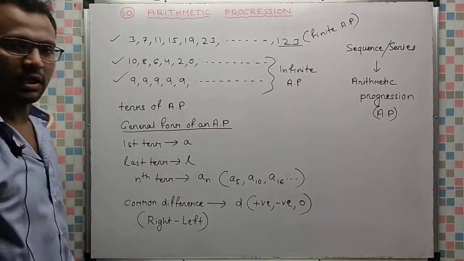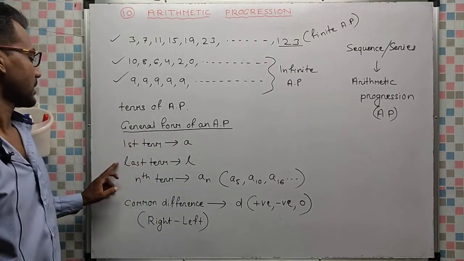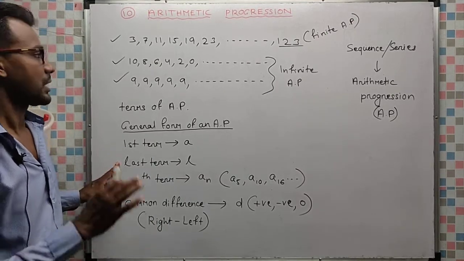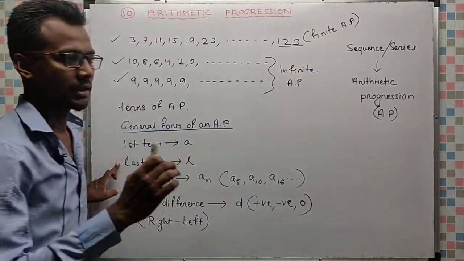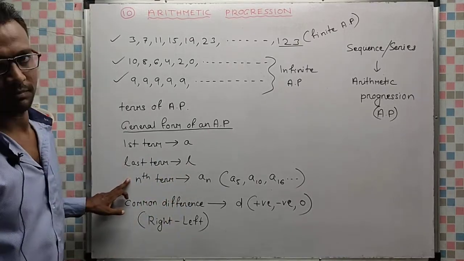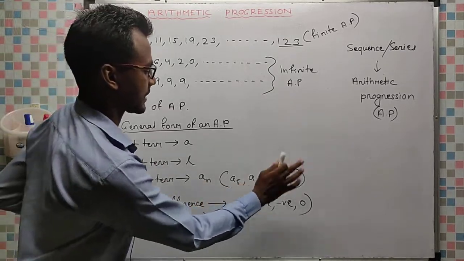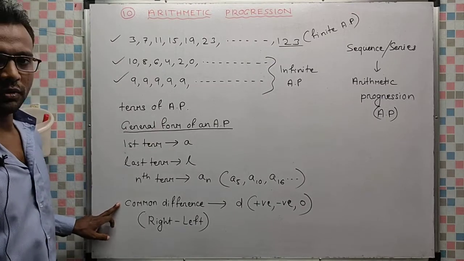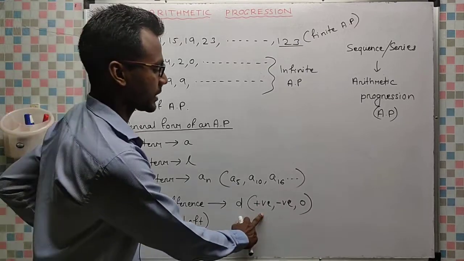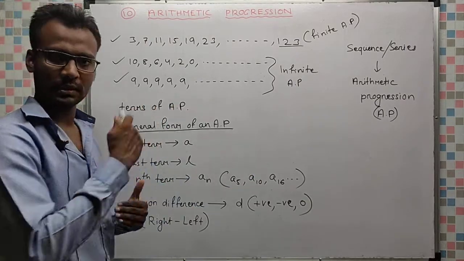So remember this is very important. The first term of an AP is represented using the small letter a. The last term, if it is a finite AP, will have a last term, and that is represented using the small letter L. If there is no last term, then no problem. The nth term means any term, represented by an. For example, a5, a10, a16, etc. The most important part is the common difference, represented using the small letter d. It can be positive, it can be negative, it can be 0. How to find the common difference? Always right term minus left term. Clear?